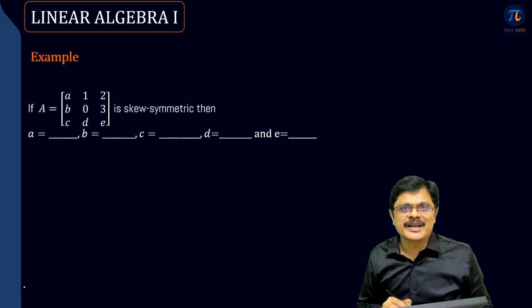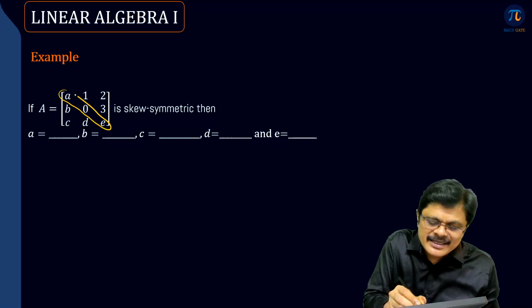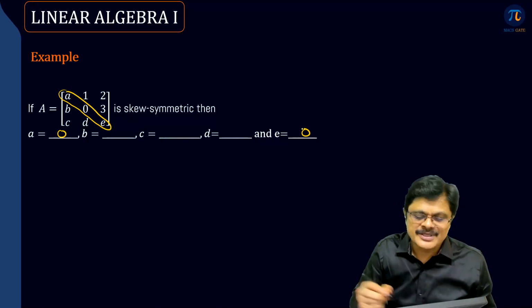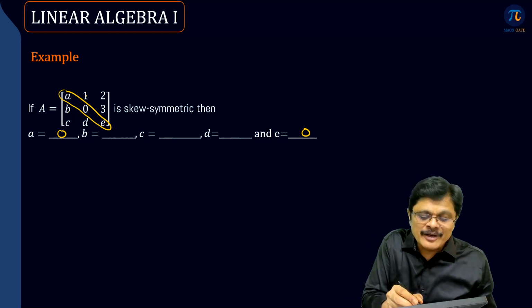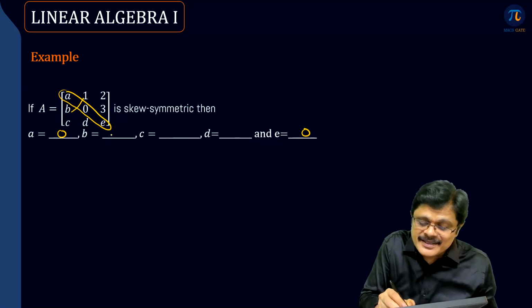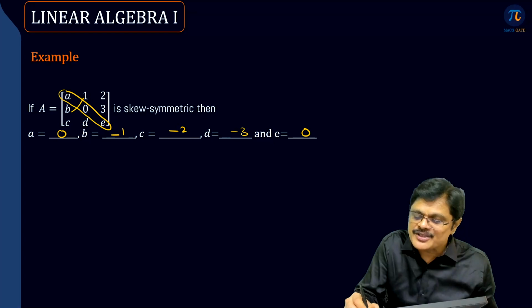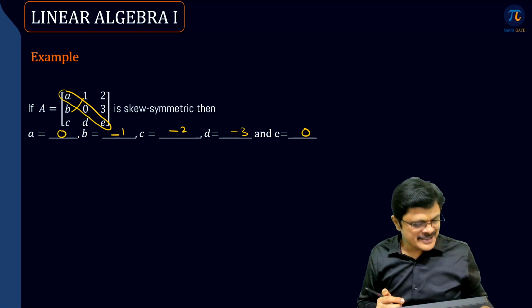Now this is a skew symmetric matrix. He is asking what about the values of A, B, C, D. See, once it is a skew symmetric matrix, the main diagonal elements become 0. A becomes 0 and E becomes 0. And for off diagonal elements like B, C, D, the B value will be minus of this, the C value will be minus of this, and the D value will be minus of this. That is what you mean by a skew symmetric matrix, my dear.